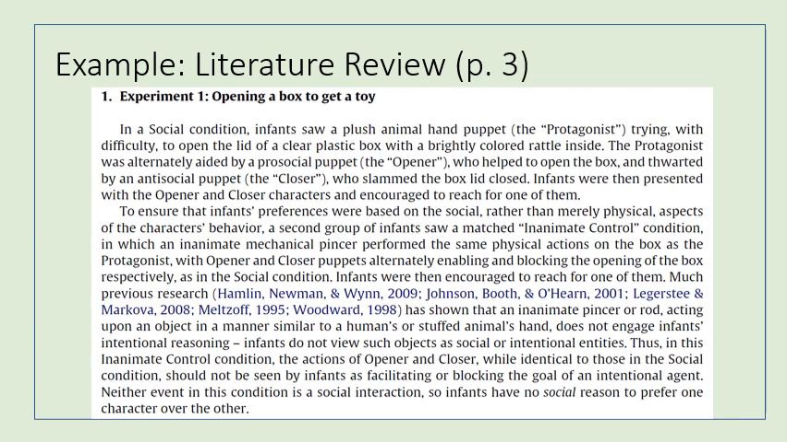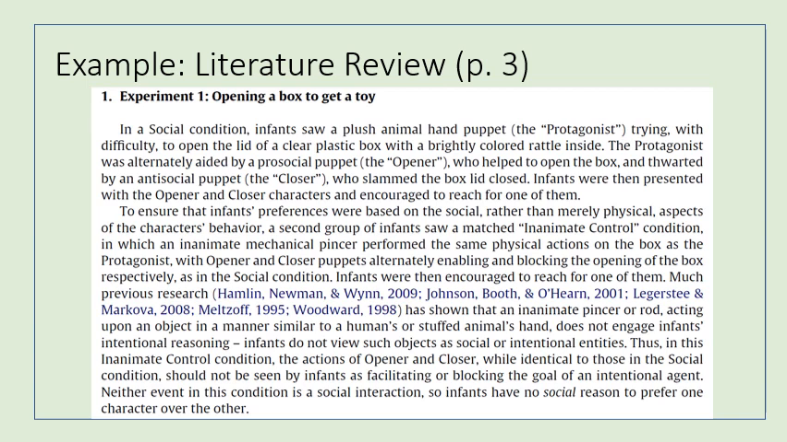Much previous research has shown that an inanimate pincher or rod, acting upon an object in a manner similar to a human's or stuffed animal's hand, does not engage infants' intentional reasoning. Infants don't view such objects as social or intentional entities. Thus, in this inanimate control condition, the actions of opener and closer, while identical to those in the social condition, should not be seen by infants as facilitating or blocking the goal of an intentional agent. Neither event in this condition is a social interaction, so infants have no social reason to prefer one character over the other. So hopefully you grasped this.